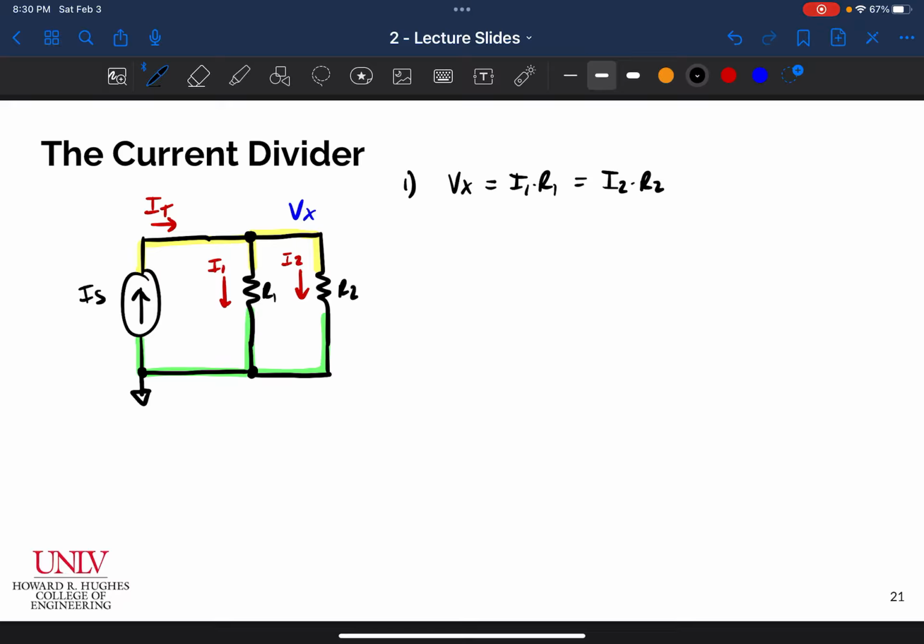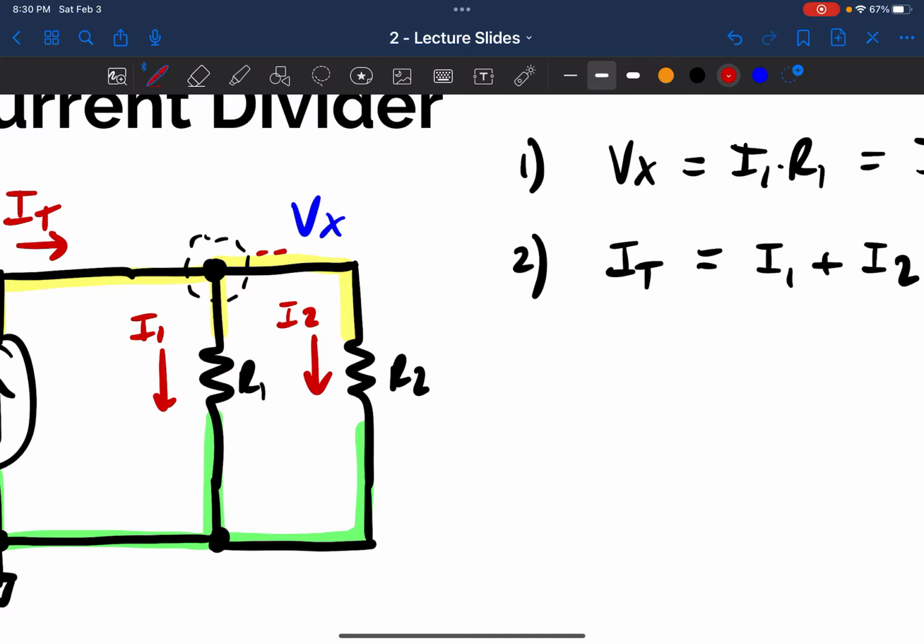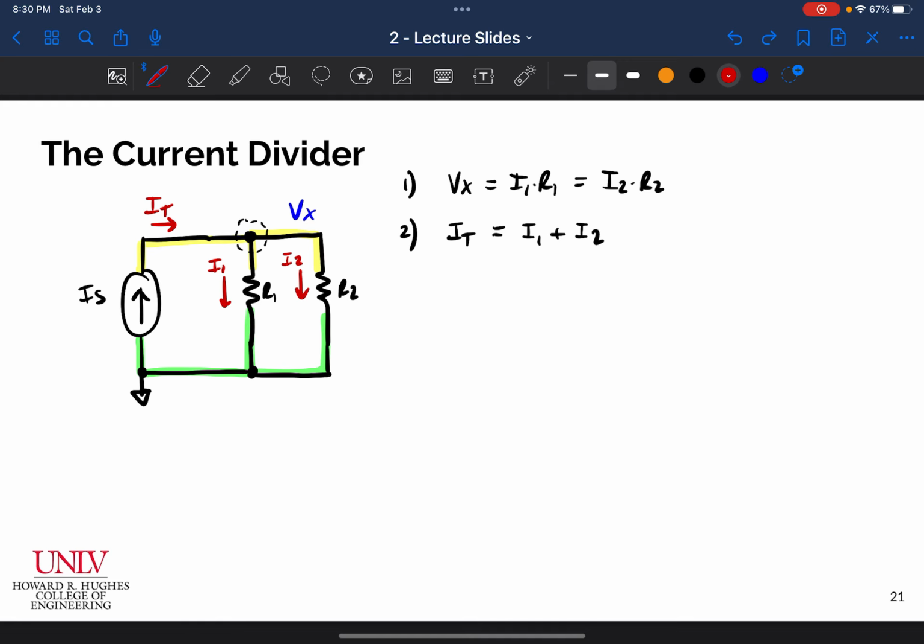The second equation we're going to use is KCL at this node. And so what I can write from KCL is that the sum of the currents entering, which is IT, is equal to the sum of the currents leaving, which is I1 plus I2. And maybe it's not super clear to you yet that I2 is leaving that node, but it definitely is. It flows just like this out of that node. So hopefully that's clear. And so I have these two equations.